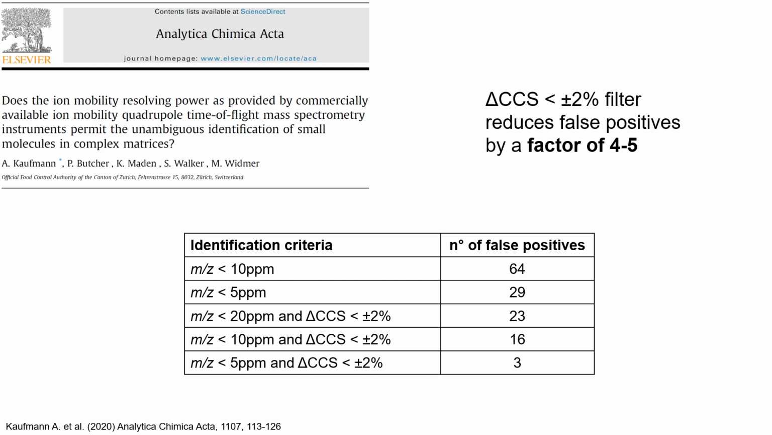In other words, in a truly blank matrix, with the addition of the CCS filter to the workflow, the number of interfering peaks wrongly assigned as target analytes is decreased, and more precisely, the inclusion of the 2% delta CCS reduces the rate of false negatives by a factor of 4 or 5.